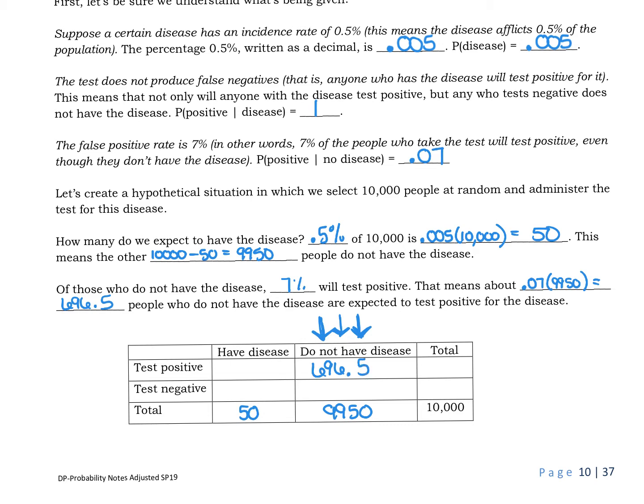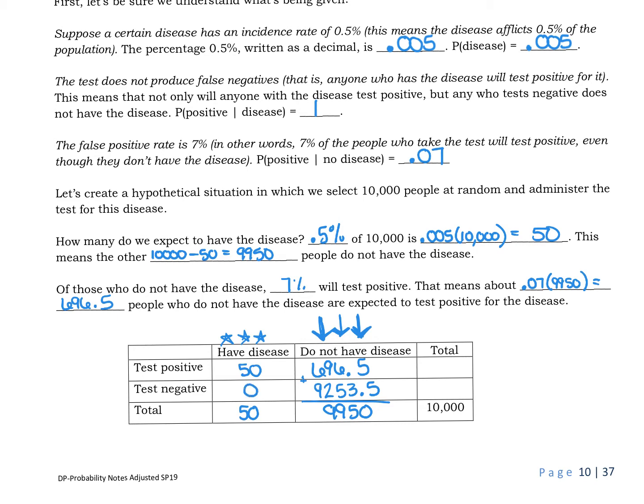In order to find this number in the test negative category, notice that the number who test positive plus the number who test negative should total that 9,950. So subtracting will get us a total of 9,253.5 that have a negative test result. Now remember, when they have the disease, so now looking at this column that I'm marking with stars, every single one of them, if they have the disease, will test positive. So all 50 of those people are going to test positive. No one will end up with a negative test.